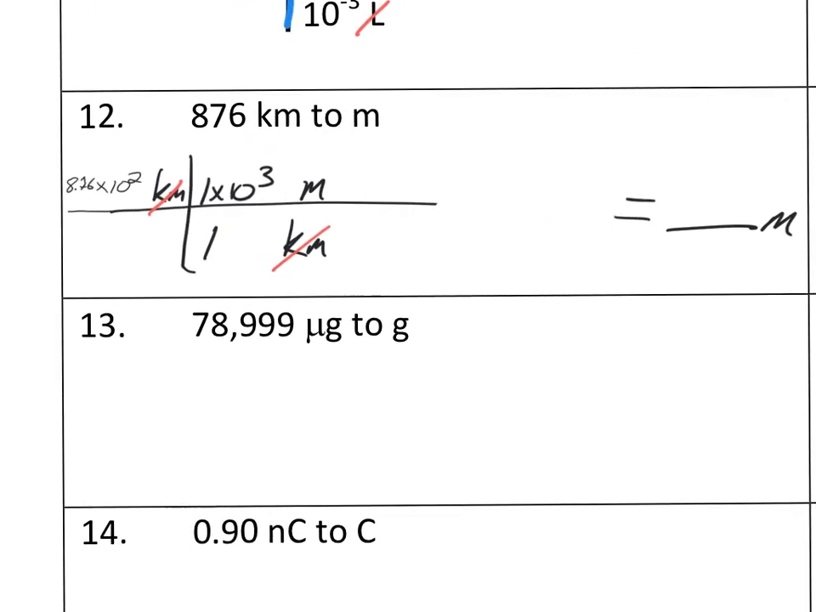Now, when I look at this, I can see I'm going to do what with these exponents? I'm going to add them. So let me go ahead and move this over so we have more room. 8.76 times 1 is 8.76 times 10 to the what? Fifth power, meters. That's it. You see how easy scientific notation is? How much easier your life is if you learn scientific notation. You have to learn scientific notation though.